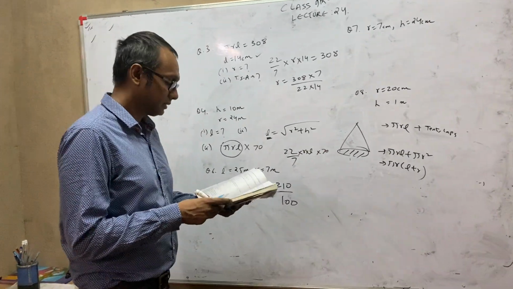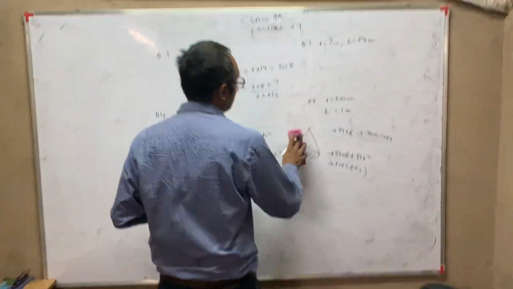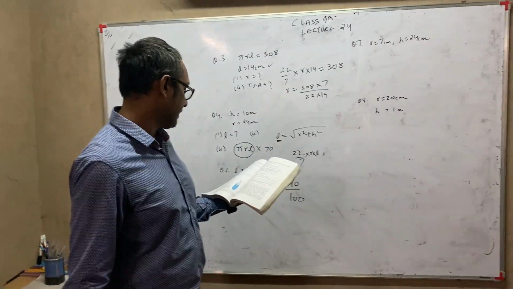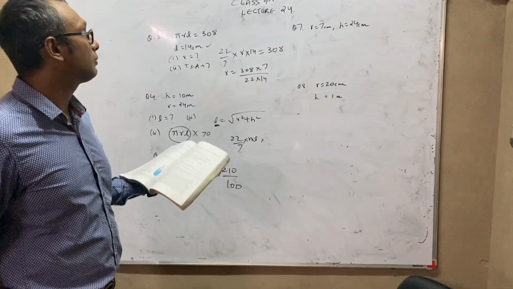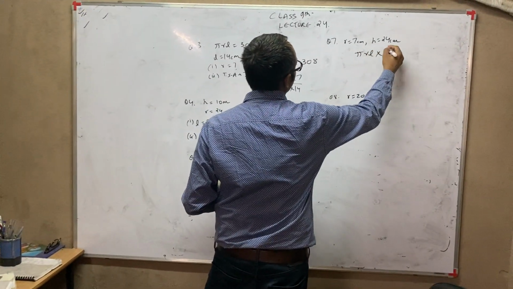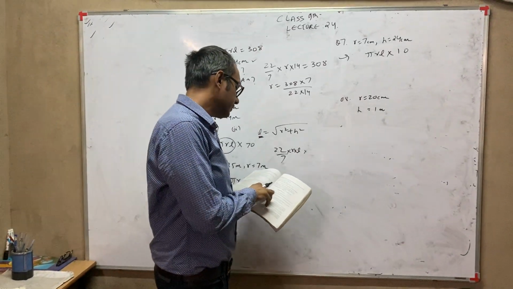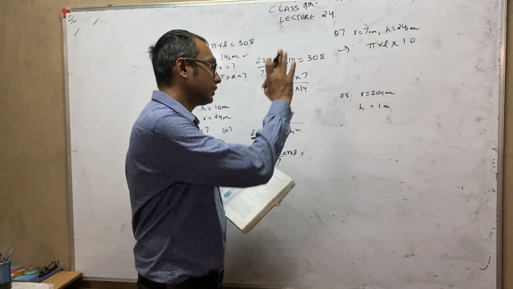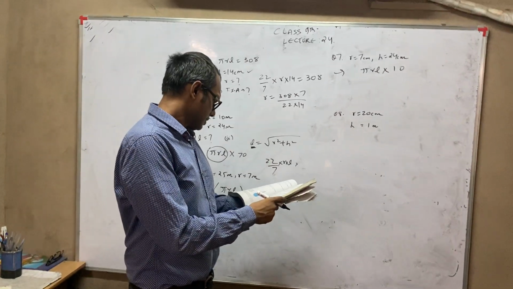Question number 7, a joker's cap in the form of a right circular cone, and they have given you the base radius which is 7 and the height also they have given 24 centimeters. Find the area of the sheet required to make 10 such caps. So again you will find pi r l and then you multiply this by 10 because there are 10 caps. In all these sums here it is written assume pi equal to 22 by 7 unless assumed otherwise. So whatever value they have given to you in the question, only those you use.